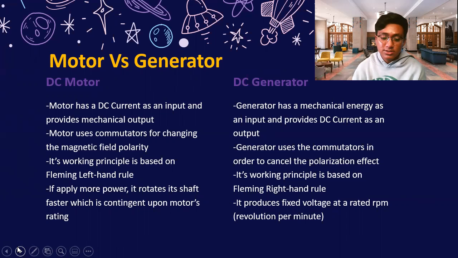The principle that we use inside the generator is the right-hand rule. Just now we used the left-hand rule inside the DC motor, but in the generator we use the right-hand rule. Why? Because we need to determine the flow of the current. This is the flow of the current. We know the force that turns the motor at the magnetic field, so the output will be the current flow. Basically, a DC generator produces a fixed voltage at the rated RPM. So that is the general explanation about DC motor versus DC generator.